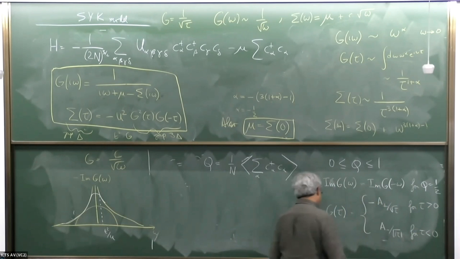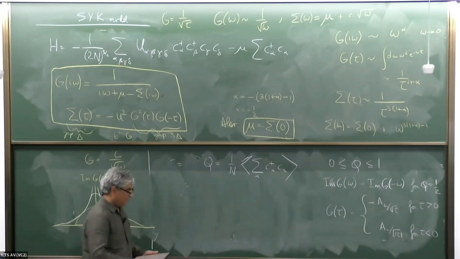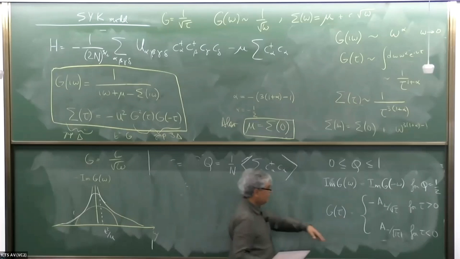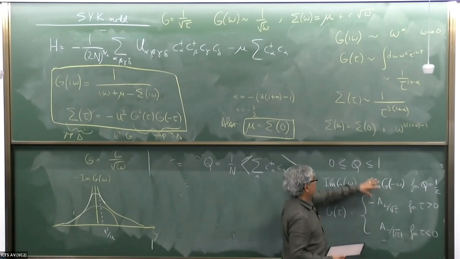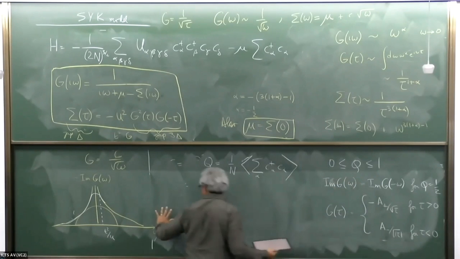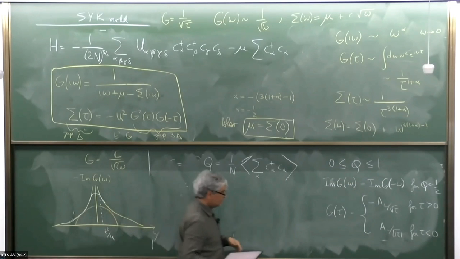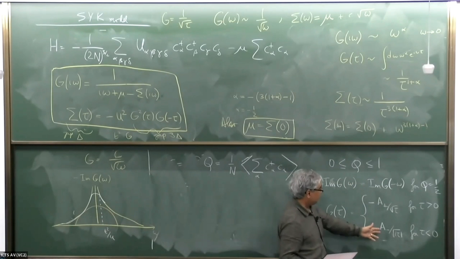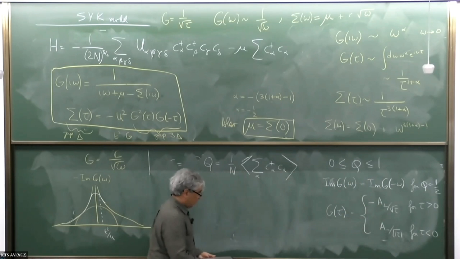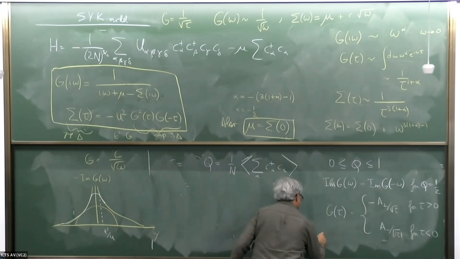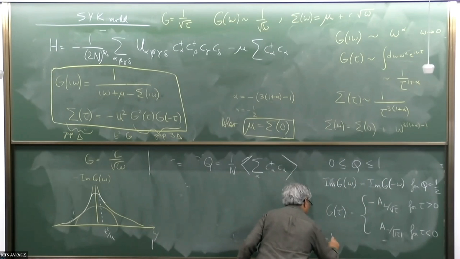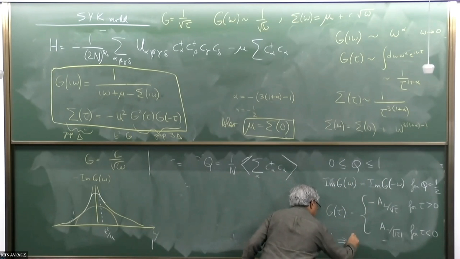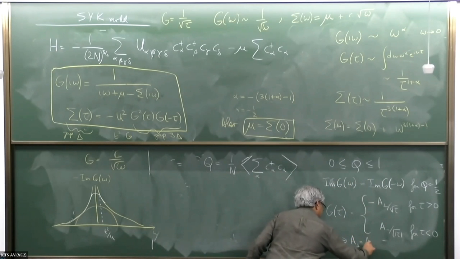In imaginary time, the Green's function has to be real, and it flips sign for this density of states to be positive. If you just do the Laplace transform of the analytic continuation, you find that these have to have opposite signs. Okay, all right, so for Q equals 1/2, this is symmetric: A plus equals A minus.